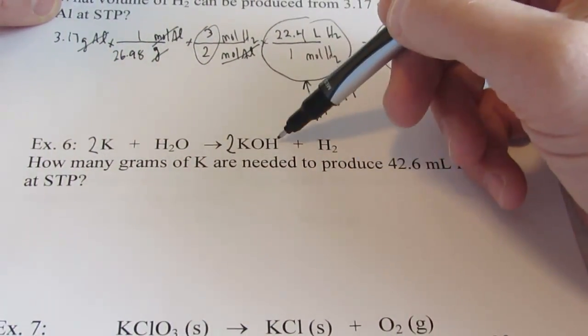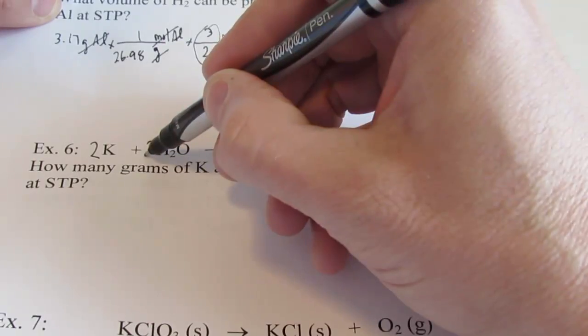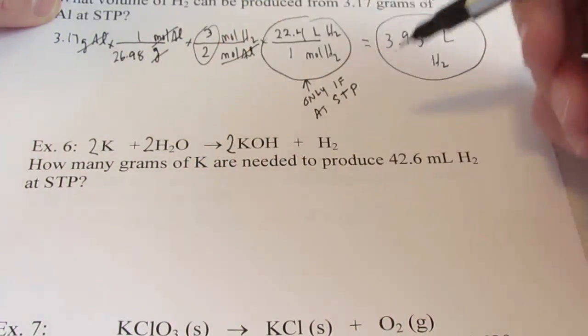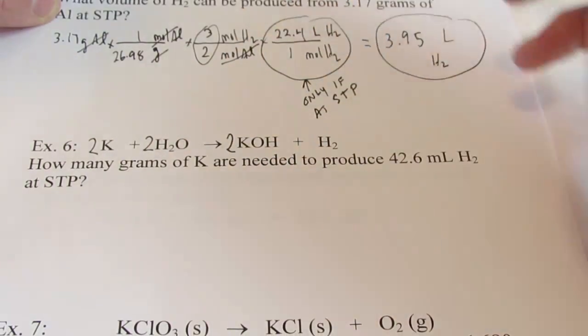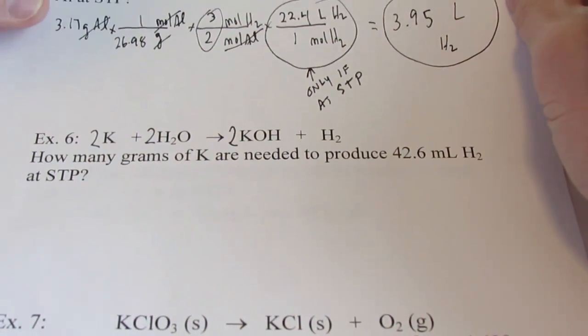So you have 2 plus 2. I have 4 hydrogens, so I can put a 2 in front of H2O. That gives me my 4 hydrogens that I have on my product side. Gives me 2 oxygens that I also have on my product side. So it's balanced now. Pretty cool, isn't it?